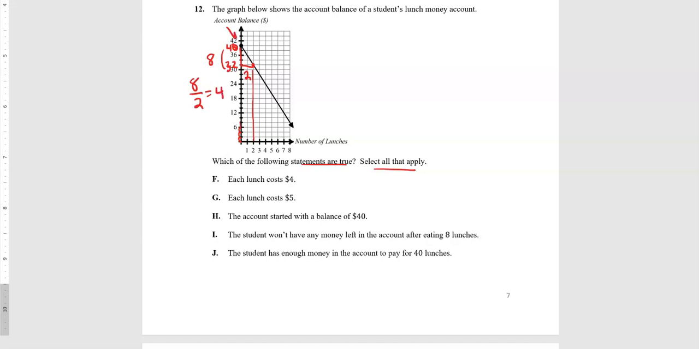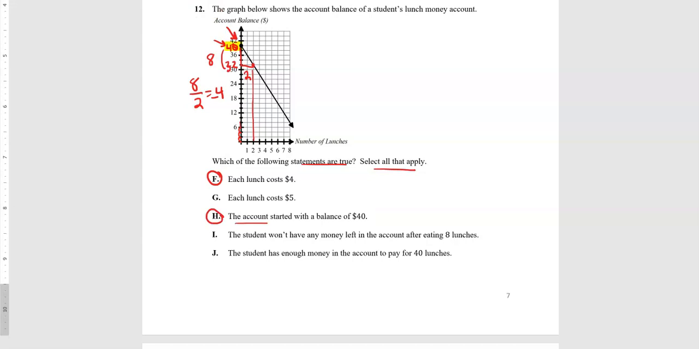It is a negative slope as it goes down from left to right. So my slope is -4 because I'm spending $4. So each lunch costs $4. The account started with a balance of 40. This statement can be proven by looking here at the initial value, which was 40. Right here. Okay, so that one is also true.